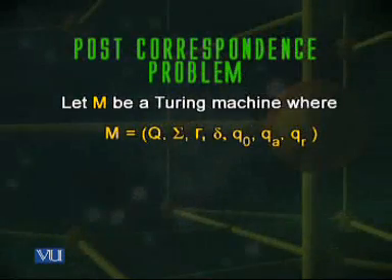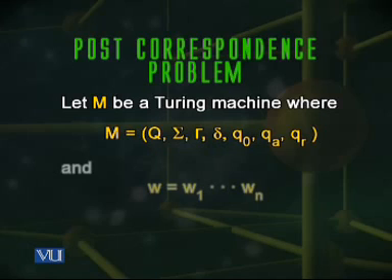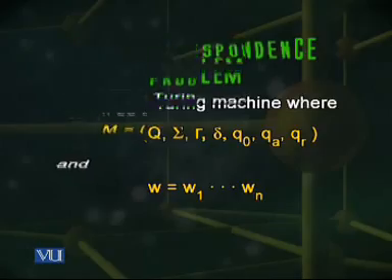The proof is slightly complicated and it's in 7 parts, and we'll go through it slowly. Let's begin. Suppose you have a Turing machine M. So this Turing machine is described to you by Q, sigma, gamma, delta, Q naught, Q accept, and Q reject. So all the ingredients of this Turing machine are given to you. And suppose you're also given a string W, which is equal to W1, W2, all the way up to Wn.